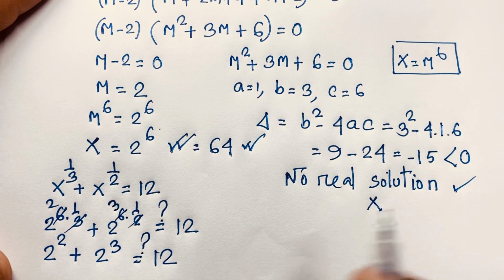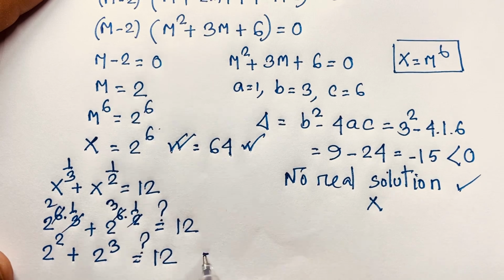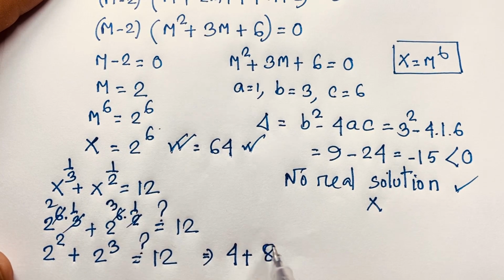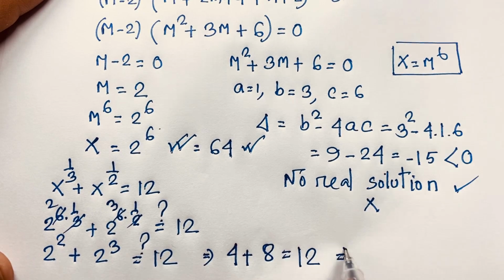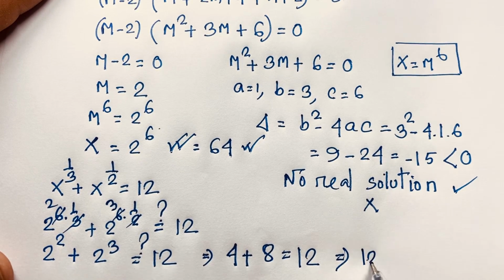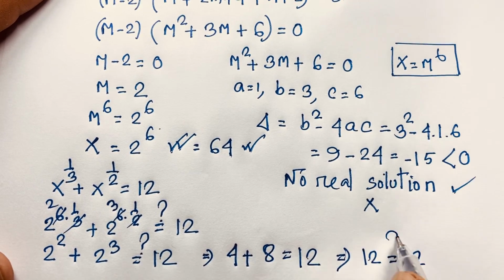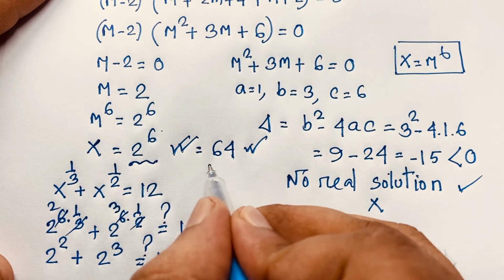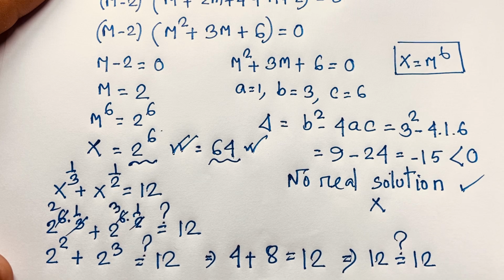Now at this moment we know that 2 to the power 2 is 4, plus 2 to the power 3 which is 8, is equal to 12. Now 4 plus 8 is 12, equal to 12. So you can see easily that x is equal to 2 to the power 6, or 64. This is our final answer in this maths Olympiad question.